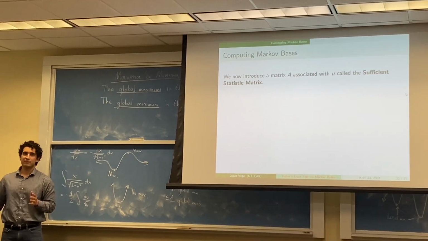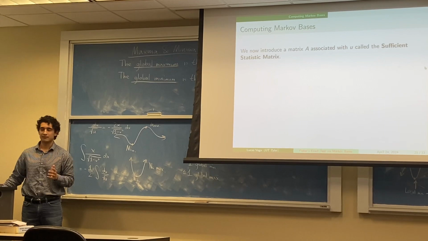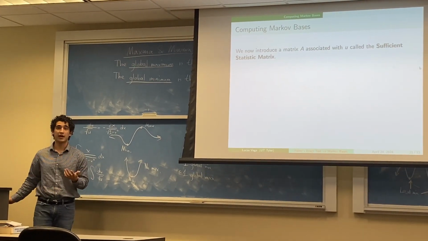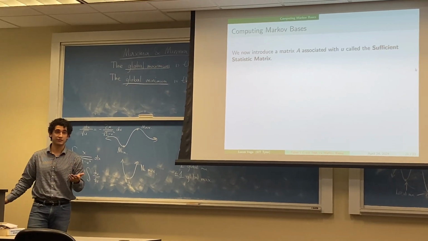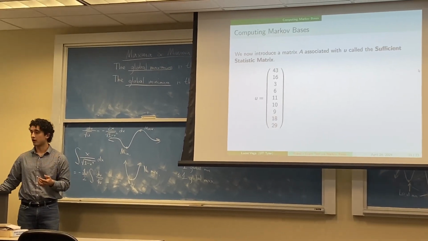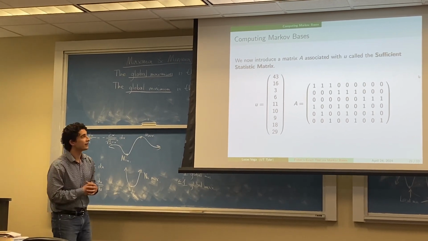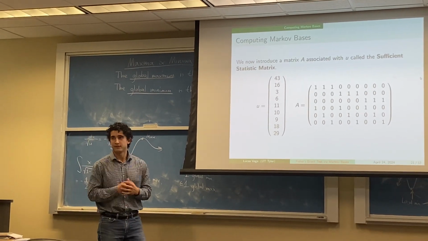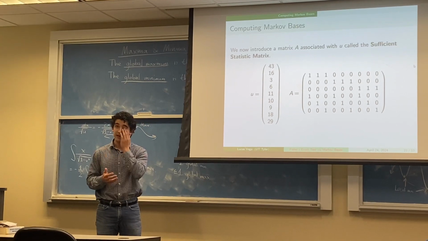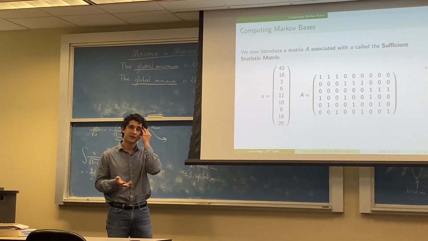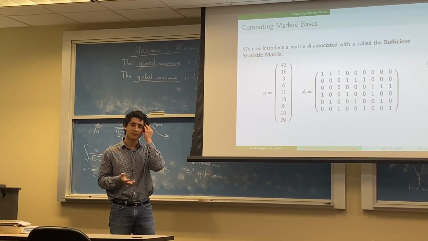Now we're going to introduce something called the sufficient statistics matrix. There's a sufficient statistic matrix. We're going to denote it A for every single contingency table. And for our case, the sufficient statistic matrix is this thing right here. I could talk a lot about the sufficient statistic matrix, and a deeper conversation on it would make the method make more sense. But in the interest of time, I'm not going to do that.